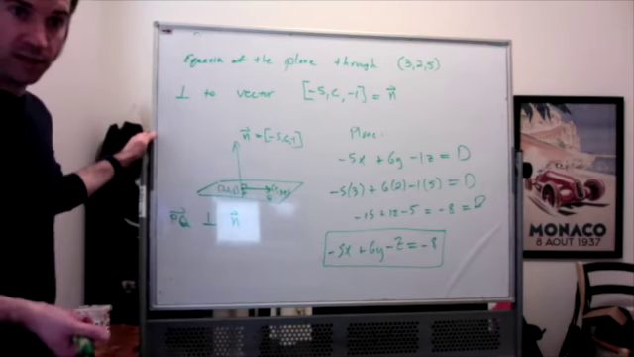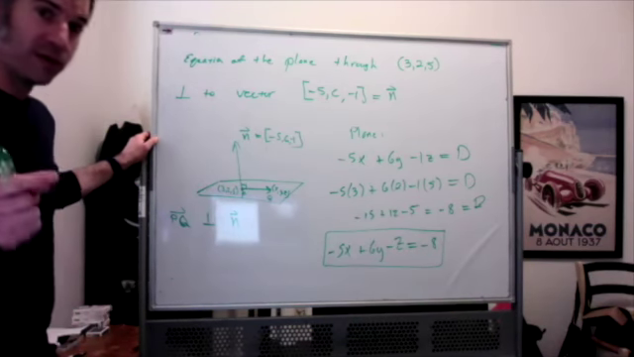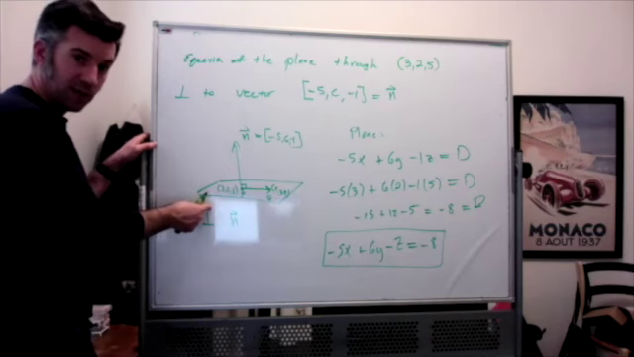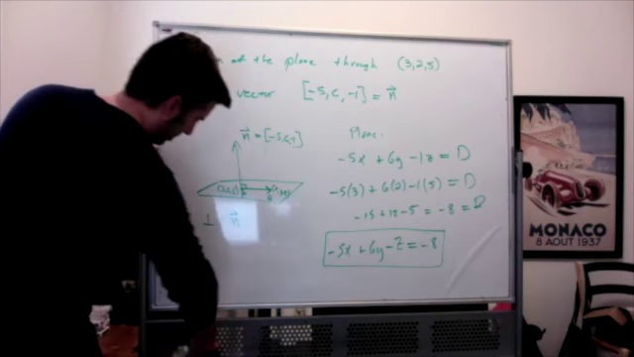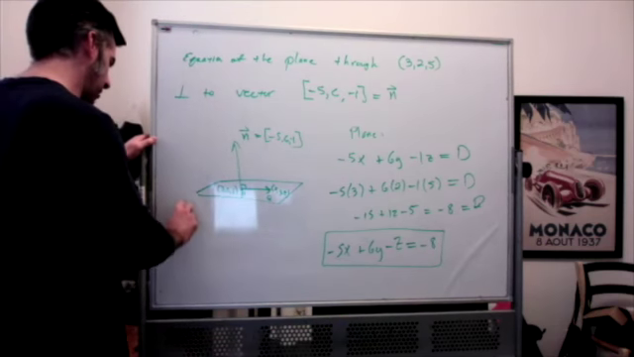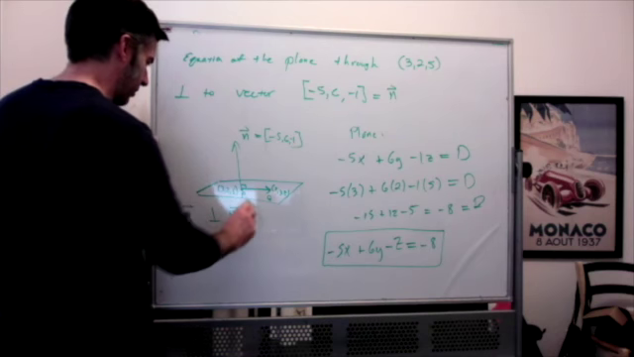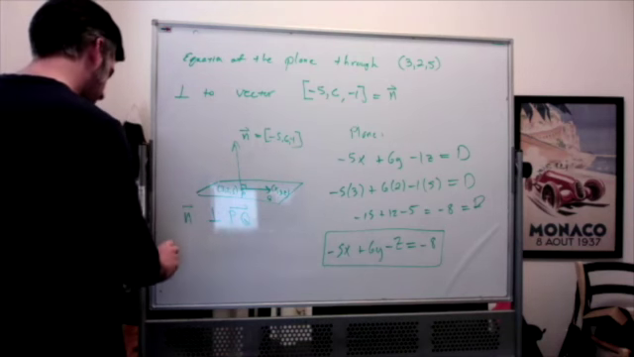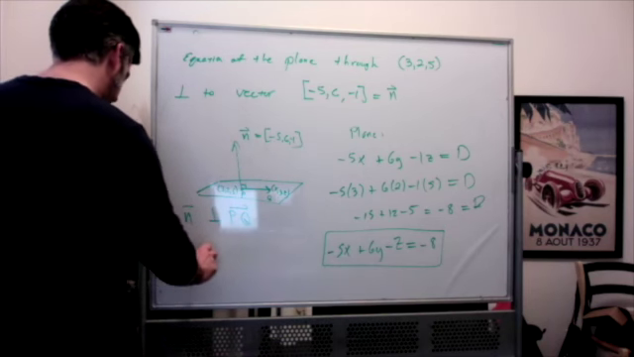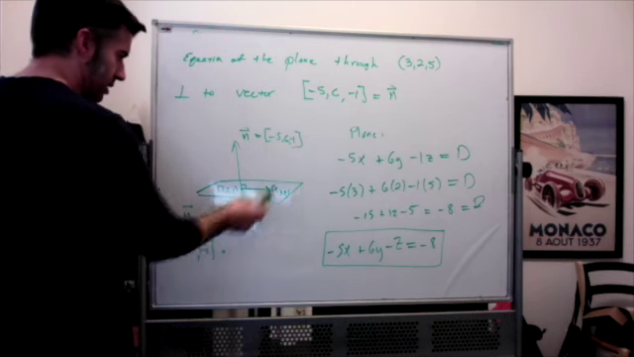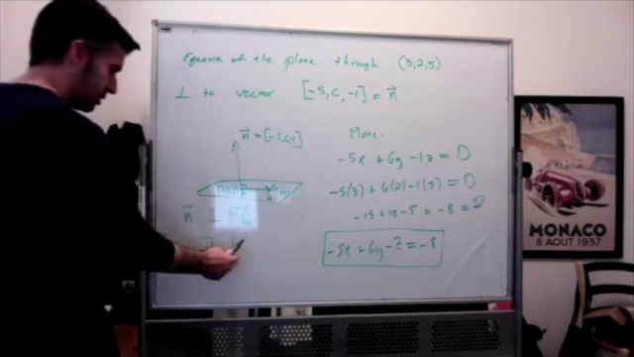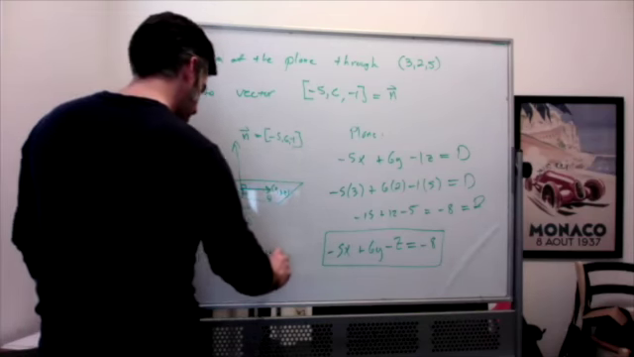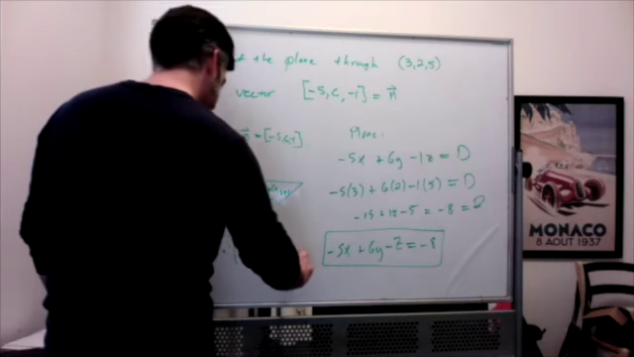Okay, we know something about perpendicular vectors. We know their dot product is equal to 0. So this vector PQ is the Q coordinates minus the P coordinates. I'm going to write it as n is perpendicular to PQ. That's the nicer way. So the vector n, (-5, 6, -1), dotted with the vector PQ, which is (x minus 3, y minus 2, z minus 5).